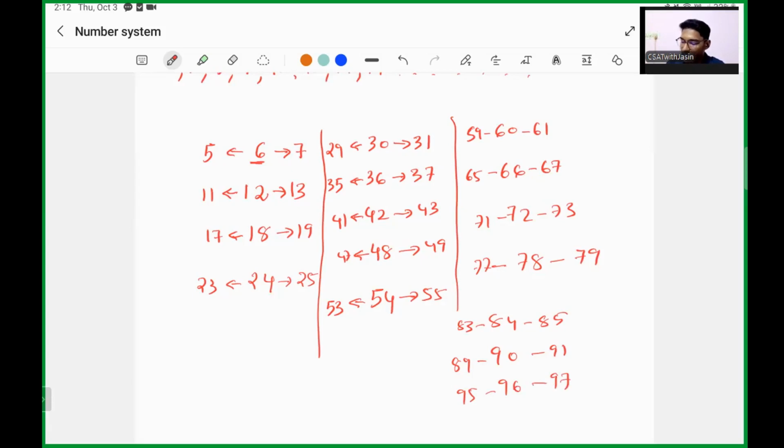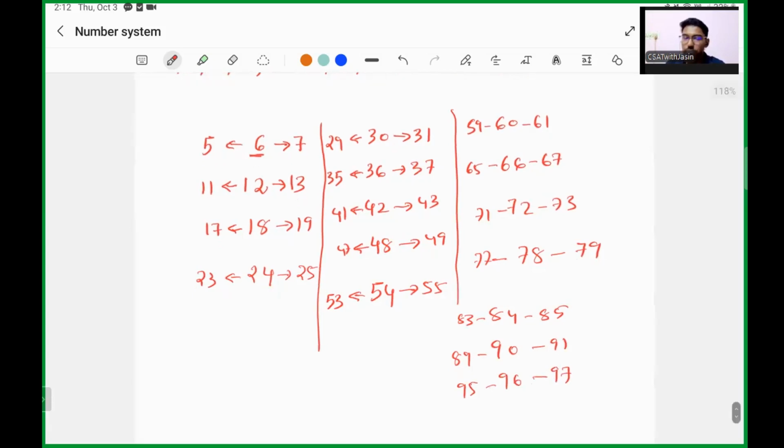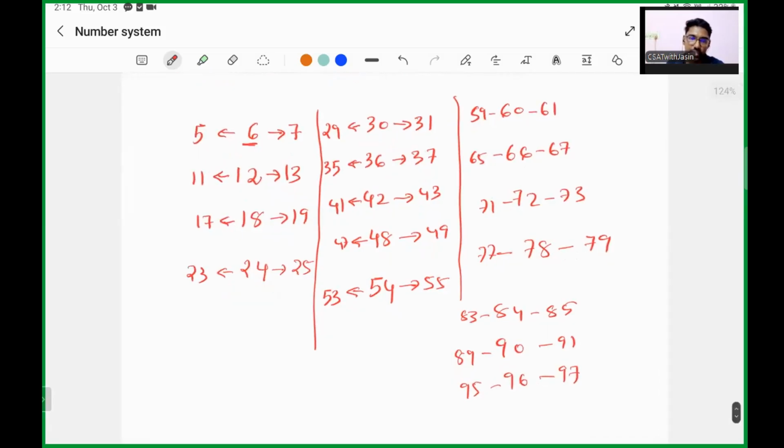Now here I wrote many numbers, right? Obviously some of these numbers are not prime. For example, 25 is not a prime number because 25 is a multiple of 5. It has 5 as a factor other than 1 and 25. So you can cancel out 25. Then 35: 5 is a factor, 7 is a factor, so you can cancel out 35. Then you can cancel out 49 also because 49 is 7 into 7. Any other number you can cancel like this.